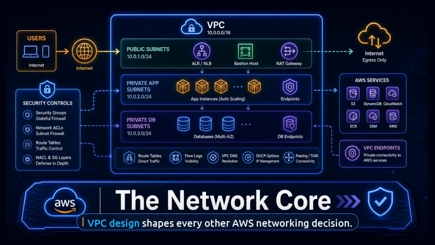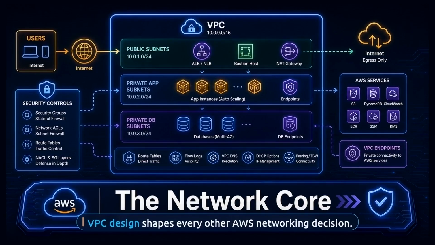If AWS networking has a heart, it is Amazon VPC. You can launch compute, databases, containers, and manage services very quickly in AWS. But if the VPC design underneath them is weak, every other decision becomes harder.